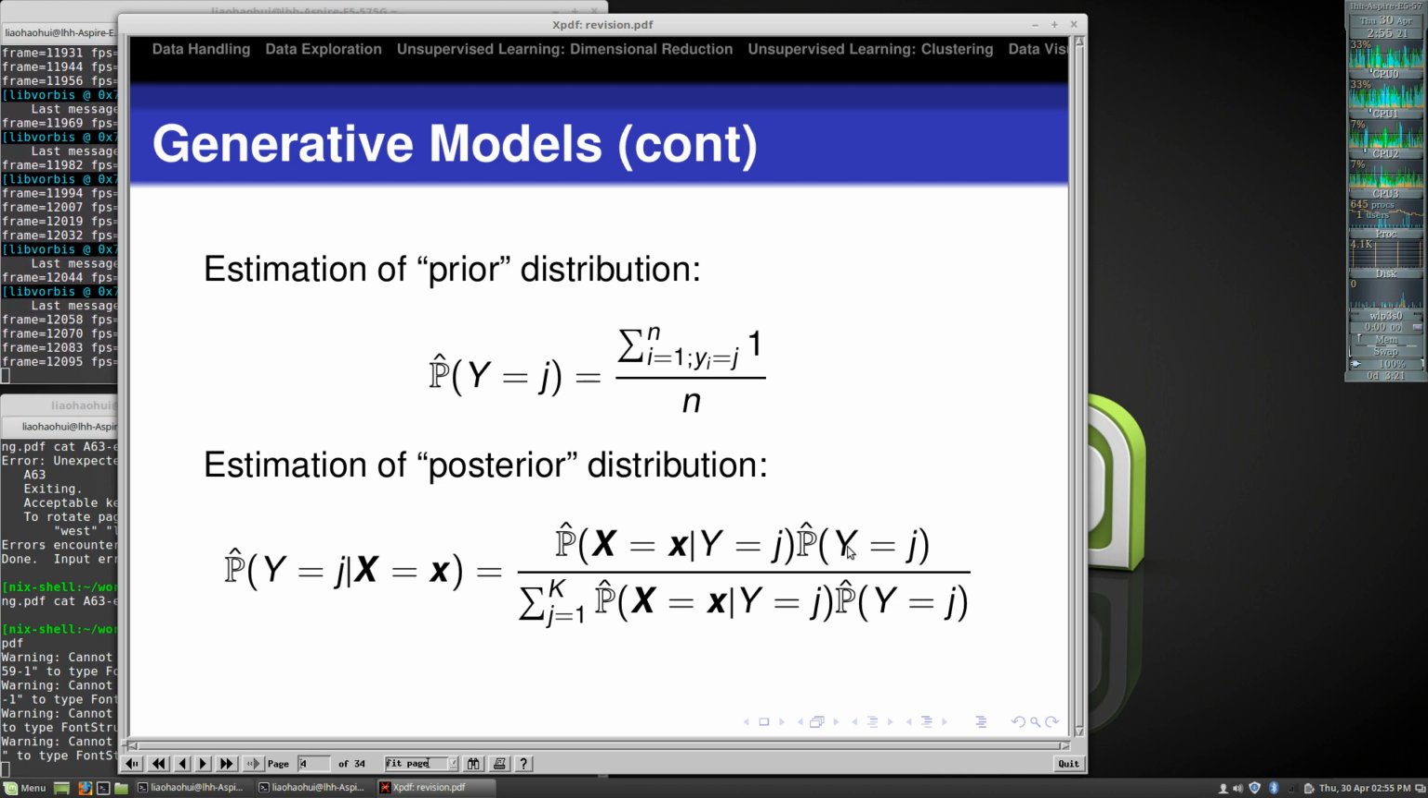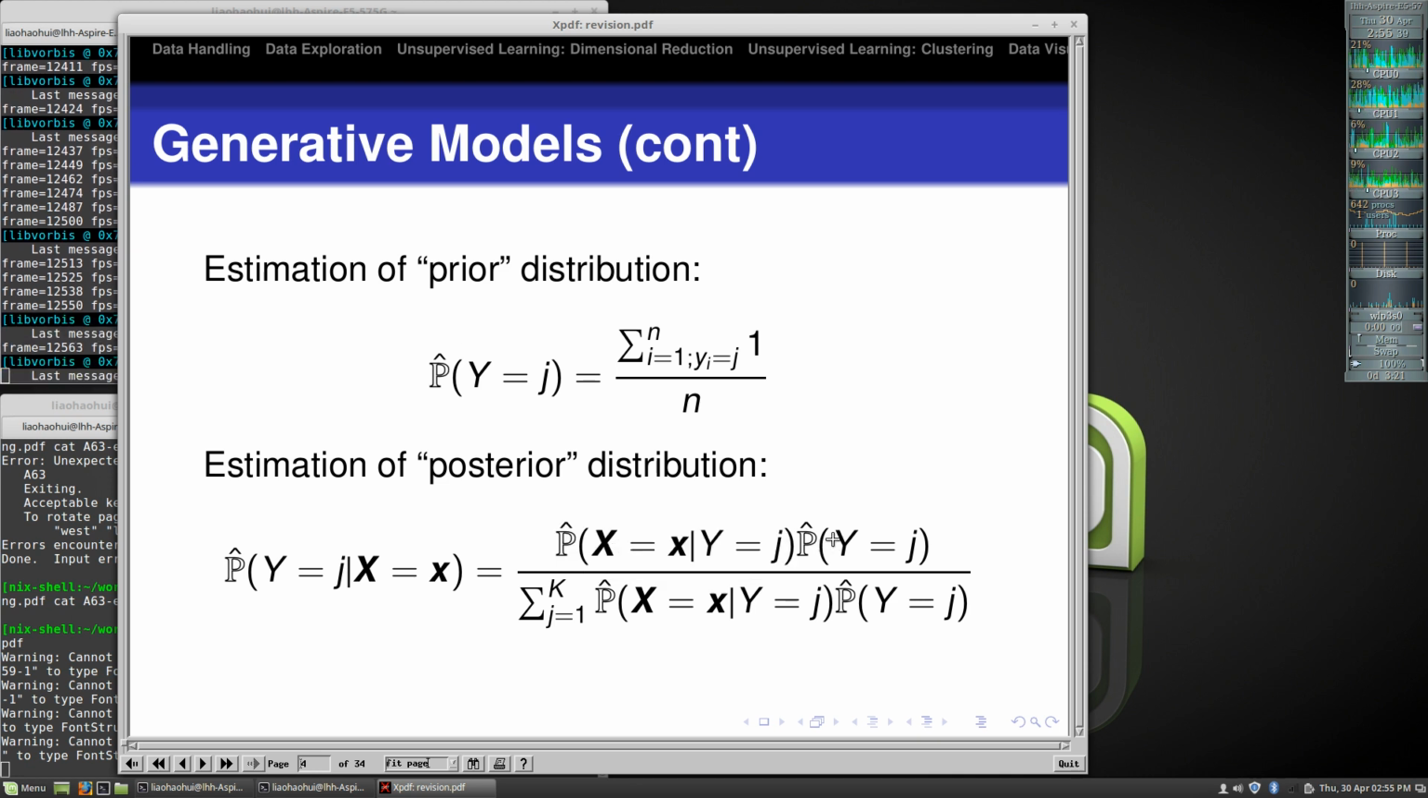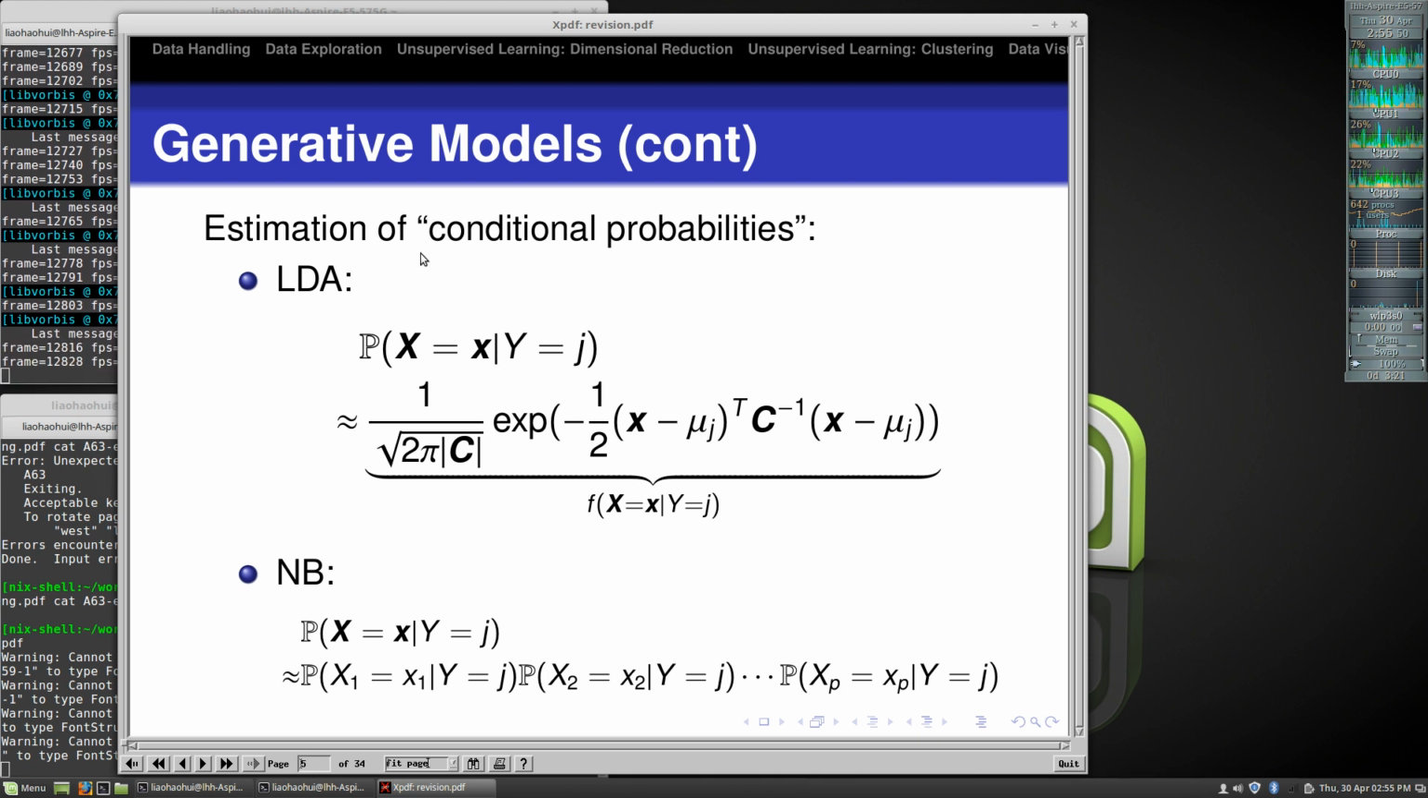So posterior distribution. Once we have the estimate for the prior distribution, we only need the estimate for the conditional probability, then we can obtain the posterior distribution just by multiplication, and then dividing over the sum of all possible responses. So estimation of conditional probability, you have seen this in linear discriminant analysis.